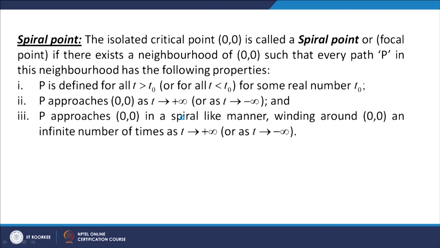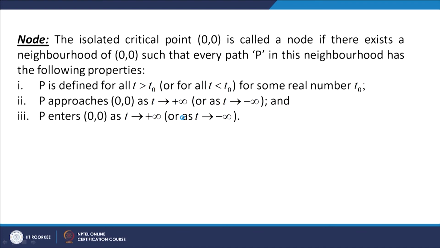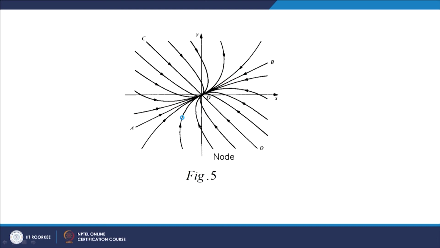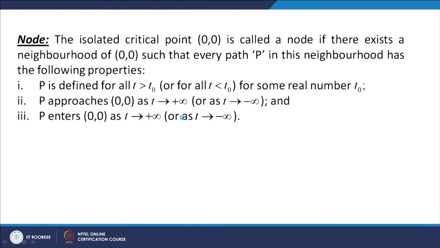Now, here in the spiral case P approaches 0 0 in a spiral like manner, and it winds around 0 0 an infinite number of times. Here P approaches 0 0, or P enters, as t goes to plus infinity or as t goes to minus infinity, but it does not wind around the point 0 0. So, in the case of node, P is defined for all t greater than t naught for some real number t naught. P approaches 0 0 as t goes to infinity or minus infinity, and P enters 0 0 as t goes to plus infinity or minus infinity.